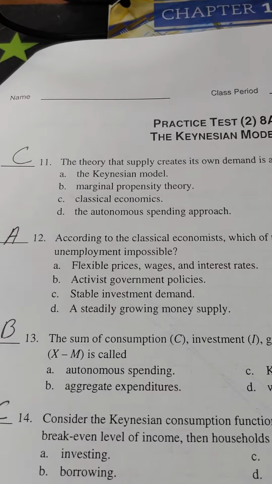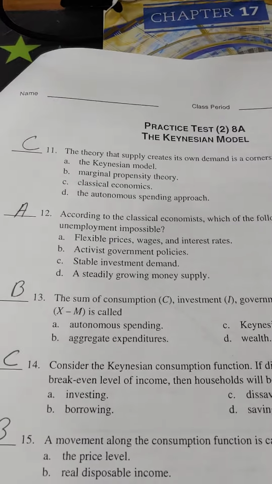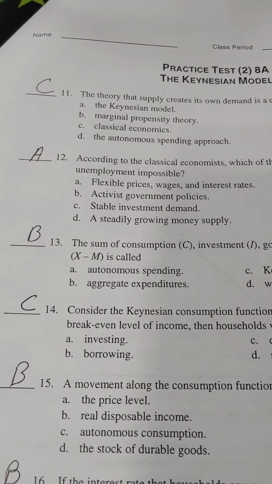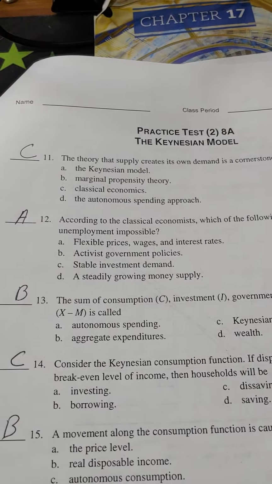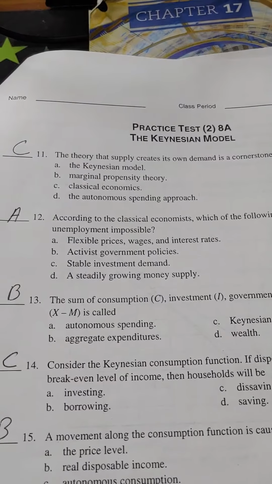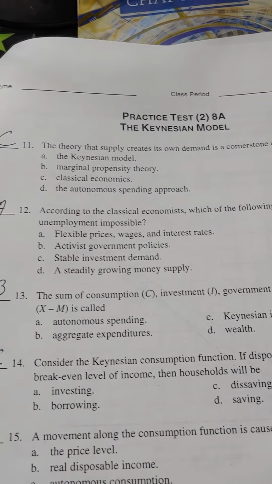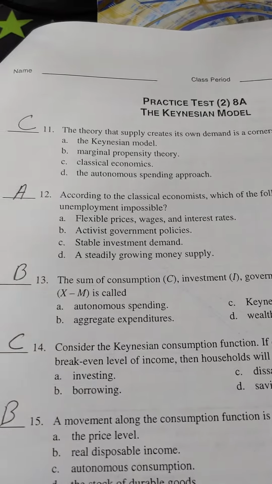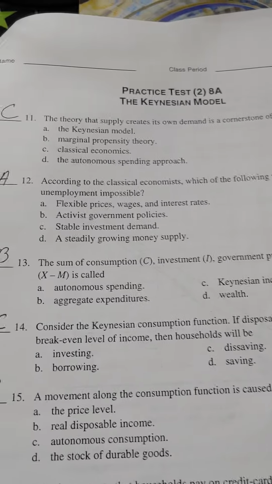And that would be A, which is flexible prices, wages, and interest rates, which we find that those items are very sticky, which means they don't move very much unless it's over time. So that's one reason the economy would take a while to correct itself.